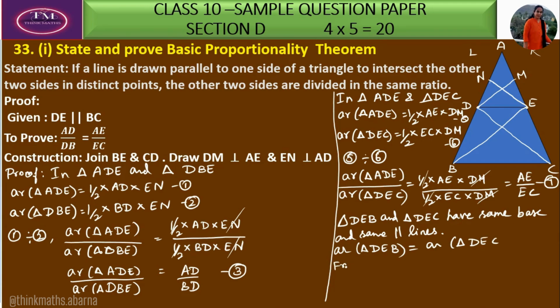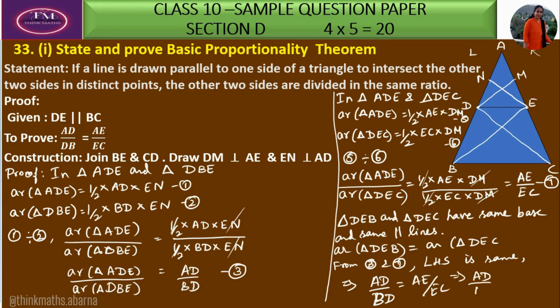So what happens to 3 and 7? From 3 and 7, the left hand side will be same. So if the LHS is same, the right hand side will be same. So what is in the right hand side? AD by DB, or AD by BD, both are same. So AD by BD is equal to AE by EC. Okay, you can write AD by DB equal to AE by EC. So this is what you have to prove. Okay, children, I hope you can understand this theorem. So moving on to the next part.